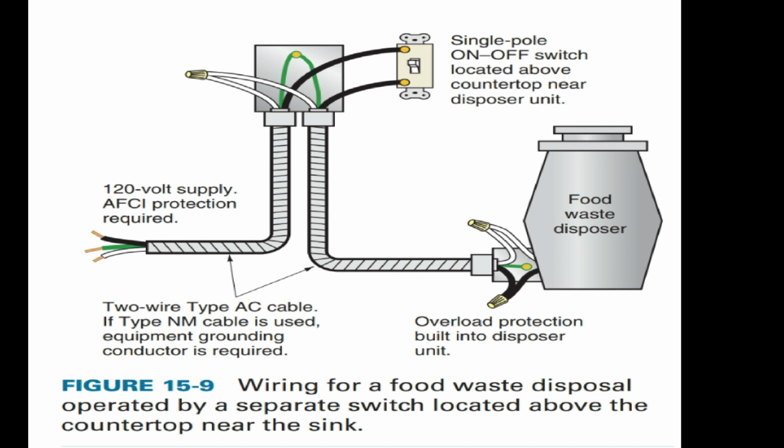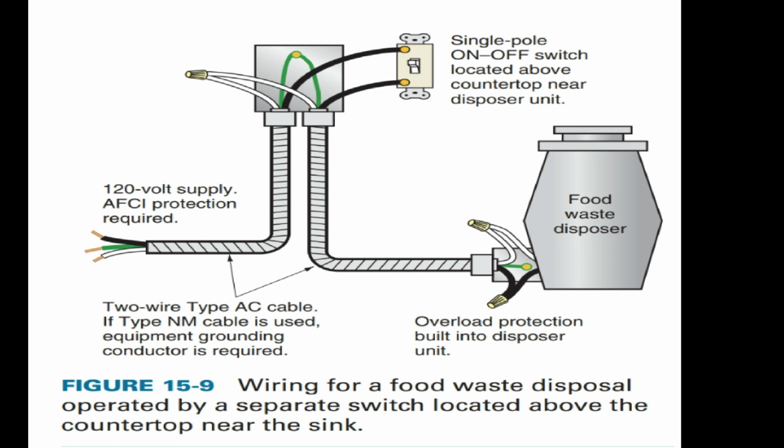Separate on-off switch. When a separate on-off switch is used, a simple circuit arrangement can be made by running a 2-wire supply cable to a switch box located next to the sink at a convenient location above the countertop. Not only is this convenient, but it positions the switch out of the reach of children. A second cable is run from the switch box to the junction box of the food waste disposal. A single pole switch in the switch box provides the on-off control of the disposal.